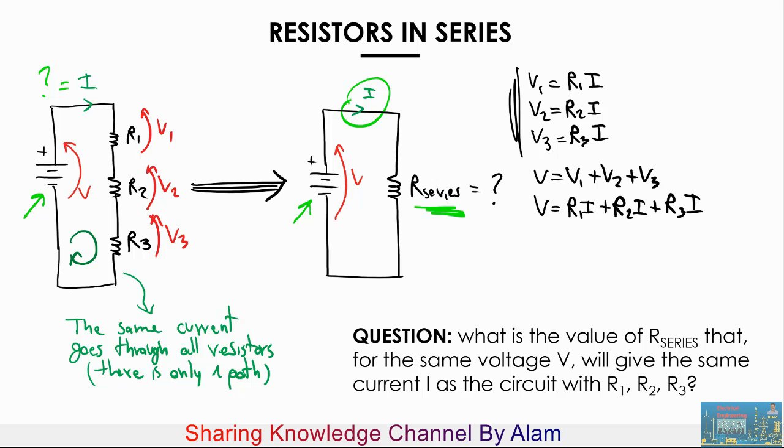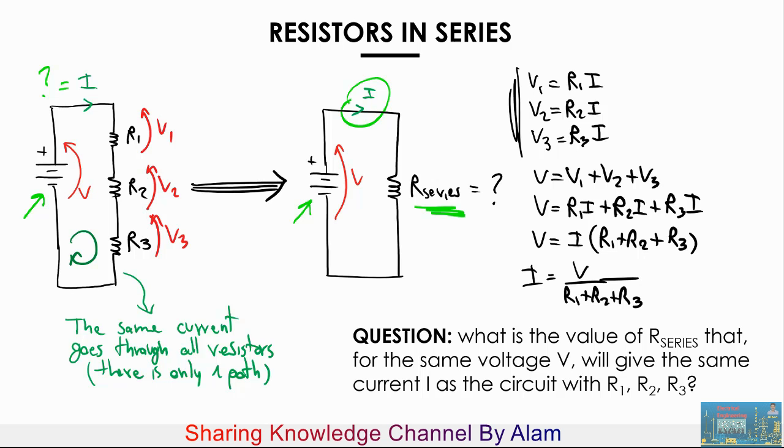Now we can collect I, because we have the sum of 3 terms, and all 3 terms have I. So if we collect I, we obtain R1 plus R2 plus R3. If we do this, it is very easy to calculate the value of the current as a function of V, R1, R2, R3. So the current I will have to be equal to V divided by R1 plus R2 plus R3.